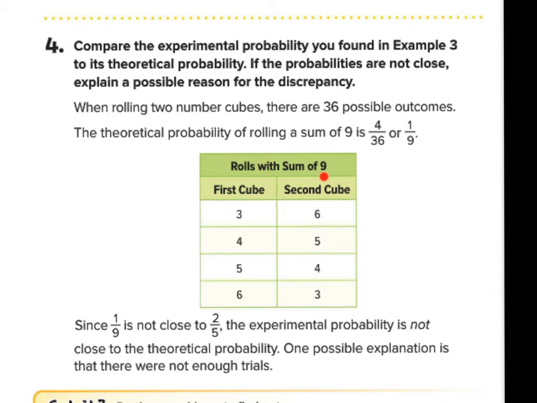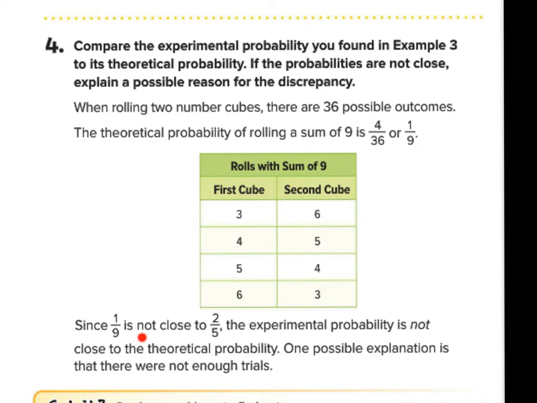Rolls with sum of 9. Here's all the rolls for the sum of 9. The first cube could be 3, the second could be 6. First cube could be 4, then 5, 5 and 4, 6 and 3. So really there's only 4 different combinations to get 9. And there are 36 combinations in total.